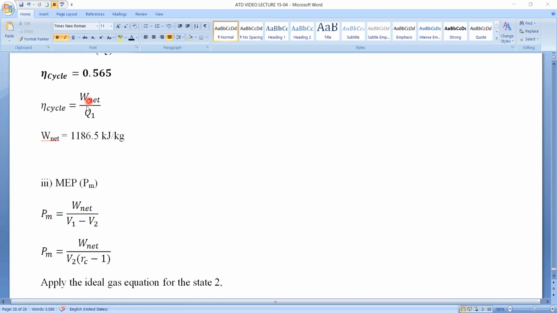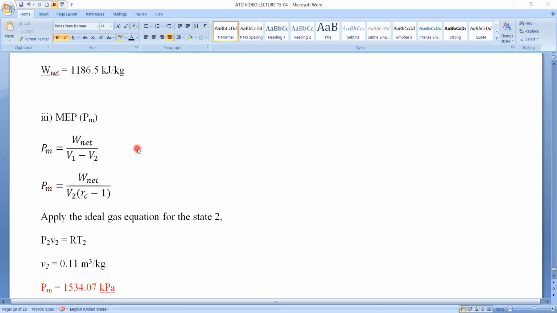So the basic equation for thermal efficiency or the cycle efficiency is the ratio of net work output divided by heat supplied. So you know heat supplied Q1, you know cycle efficiency, that is 0.565. Just multiply and get the value of W net. I got the value of W net as 1186.5 kilojoules per kg, because Q unit is in kilojoules per kg. You will get the same unit.